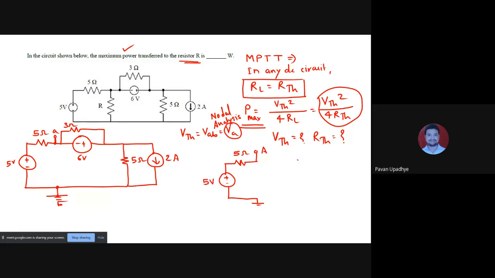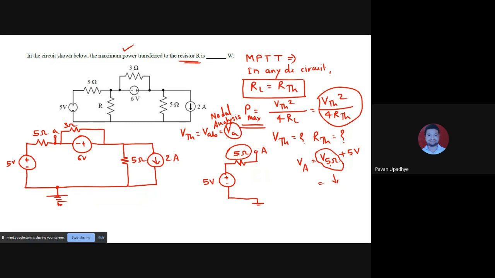Now, to find out VA, the only obstacle is you don't know the voltage across 5 ohm. Otherwise, you know the 5 volt. Look at this. From A to ground, there are only two voltages that are going to appear: V 5 ohm and simply 5 volt. So if you somehow find out the voltage across 5 ohm, your VA is found. So your next target is to find out V5 ohm.